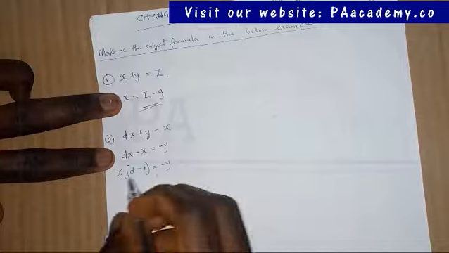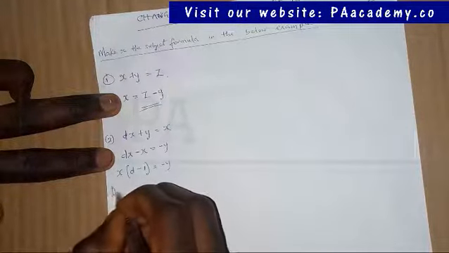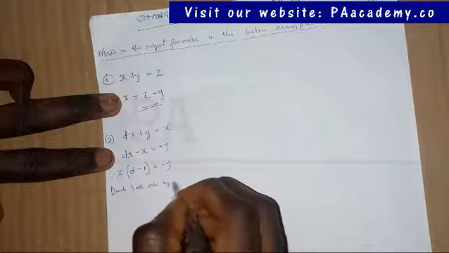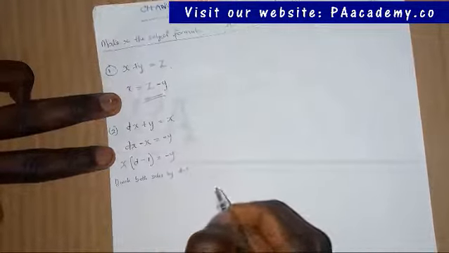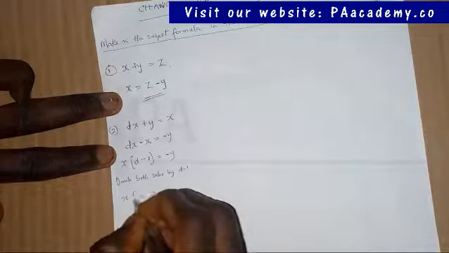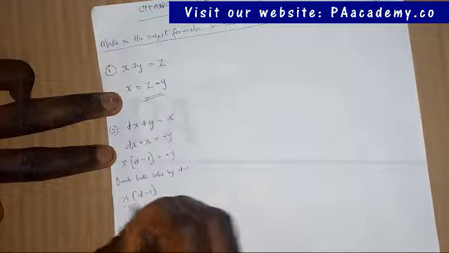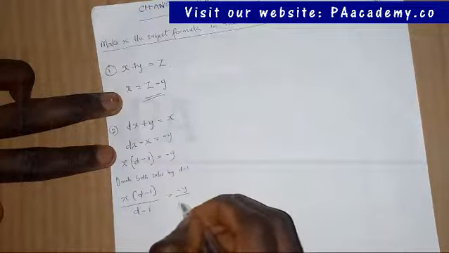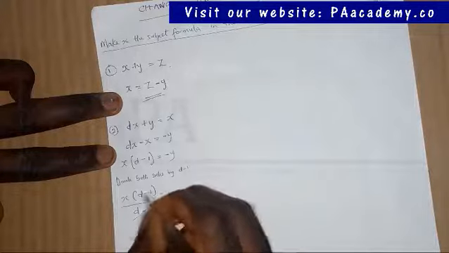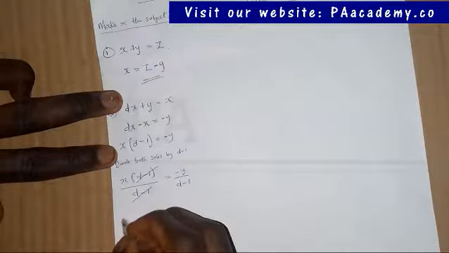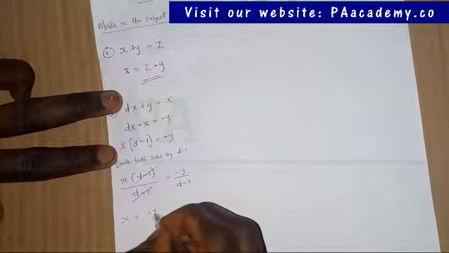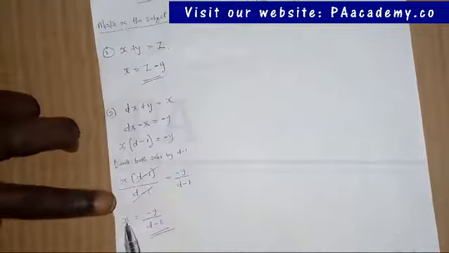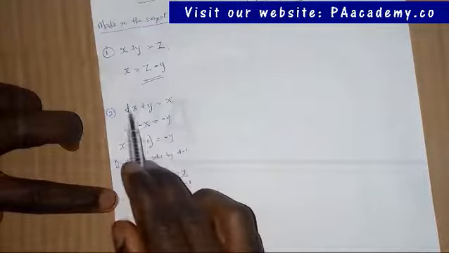So what we do here is we divide both sides. So let me just write it. So divide both sides by d minus 1. So that means we are going to be having x into bracket d minus 1 divided by d minus 1 equals to minus y over d minus 1. So this can cancel this. So we'll be left with x equals to minus y over d minus 1. And this is what we'll get if we make x the subject of the formula in this particular equation.